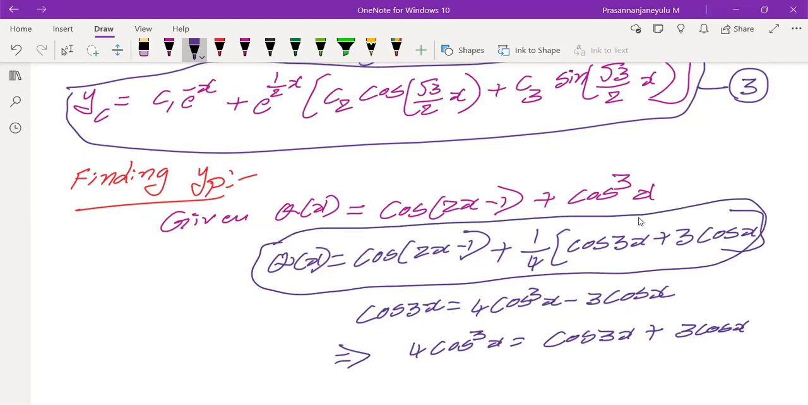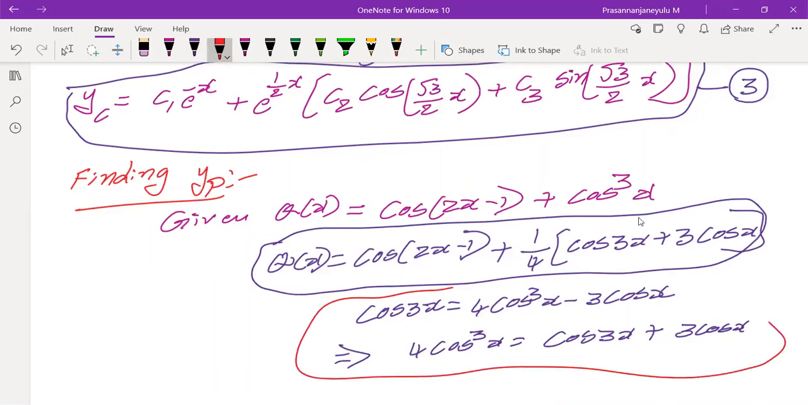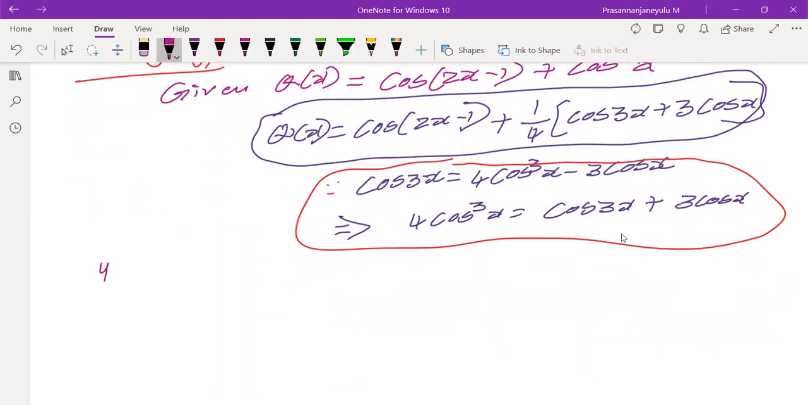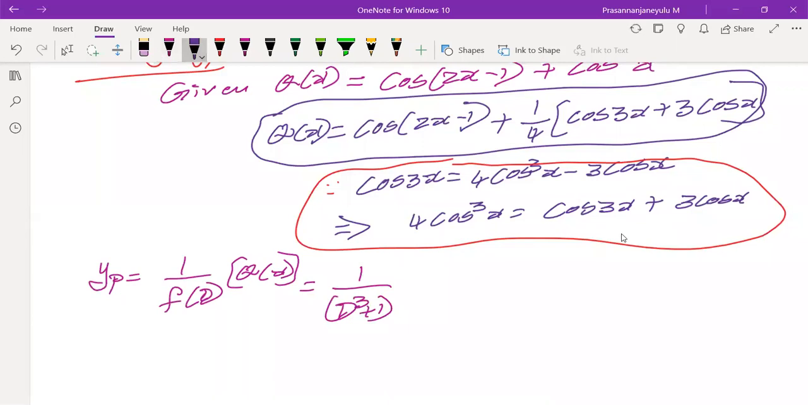Now we have to take this, and I'm taking this as rough work, since by using these formulas, now going to take our y_p. What is our y_p? y_p is equals to 1 by f of D of Q of x. That is the process. But here I am taking 1 by f of D as 1 by D cube plus 1 of Q of x. That Q of x I am writing as it is what we have taken here. So Q of x is cos of 2x minus 1 plus 1 by 4 into cos of 3x plus 3 by 4 into cos x. This is the thing.